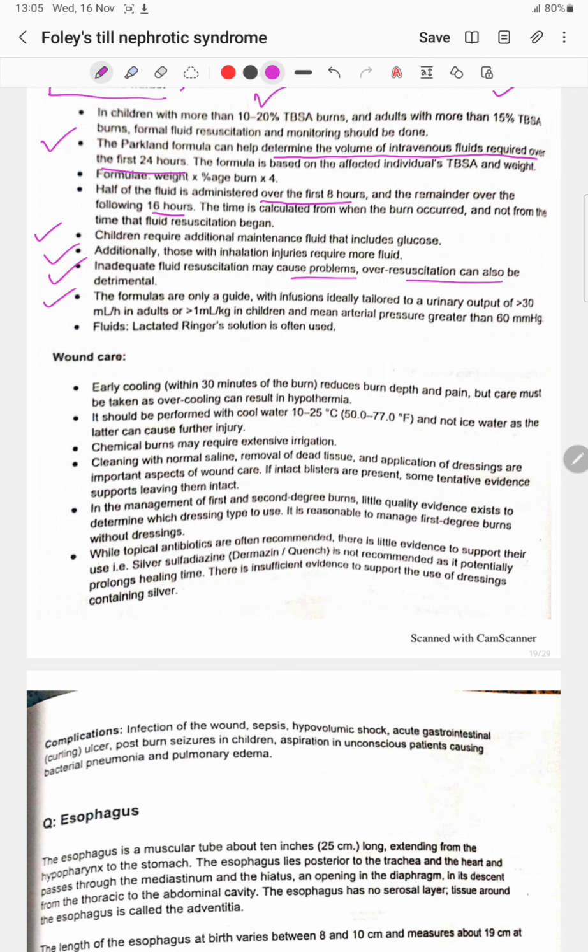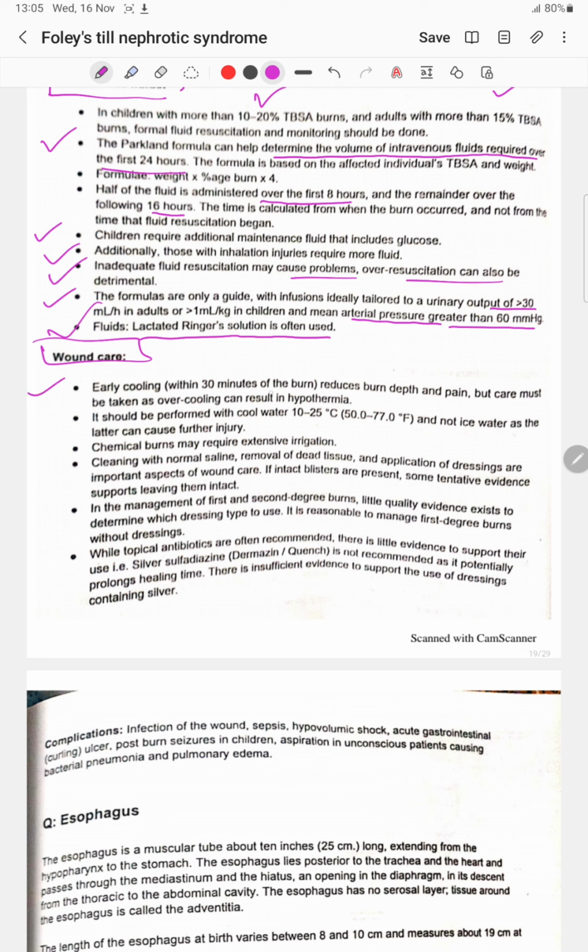The formulas are only a guide, with the infusion ideally tailored to a urinary output of more than 30 ml per hour in adults and 1 ml per kg in children, and a mean arterial pressure greater than 60 millimeters of mercury. The fluid most often used is lactated Ringer's solution. Now, how to care for the wound?